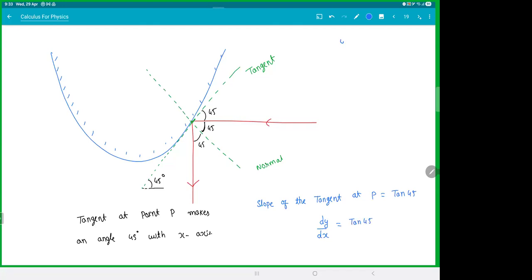But it is given in the equation y is equal to x square. So dy by dx is nothing but 2 times x. This is the x power n formula. So I got 2x is equal to 1. So I got x is equal to half. If I substitute x is equal to half, then y will be half square, which is 1 by 4. So the coordinates of point P are half comma 1 by 4.